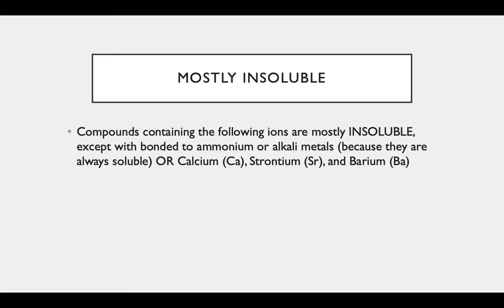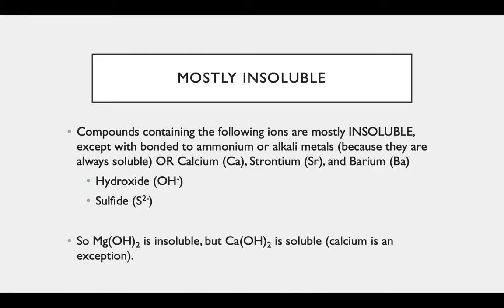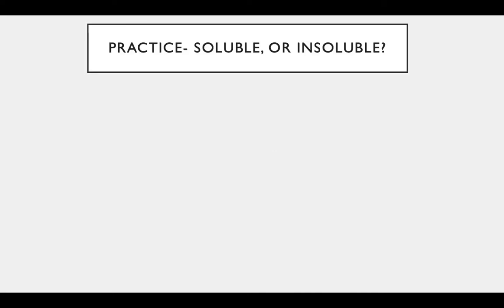Again, there are some more mostly insoluble ions that cause compounds to be insoluble. However, they have more exceptions. So some of the alkaline earth metals can be exceptions here. So calcium, strontium, and barium, in addition to ammonium and the alkali metals, are exceptions for the following ions: hydroxide and sulfide. So, for example, magnesium hydroxide would be considered insoluble. However, calcium hydroxide, because it contains that exception ion, is going to dissolve.